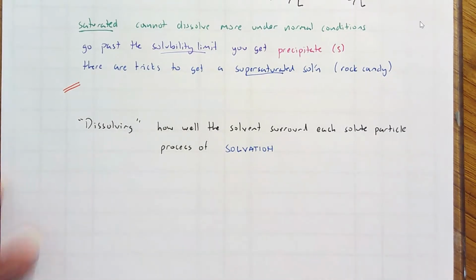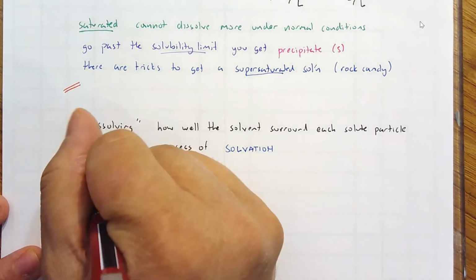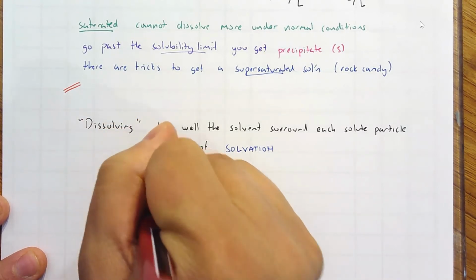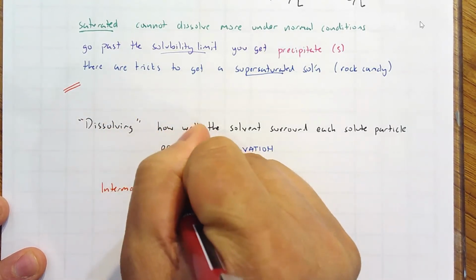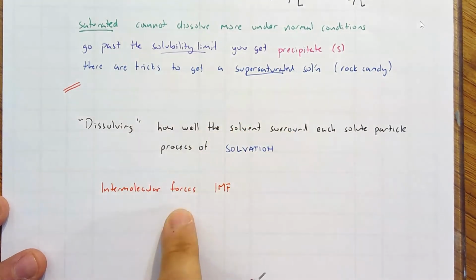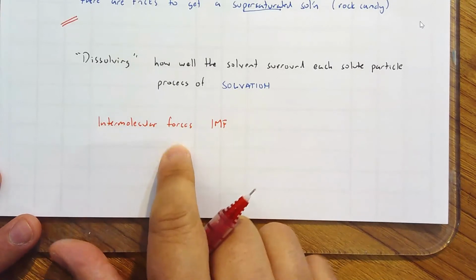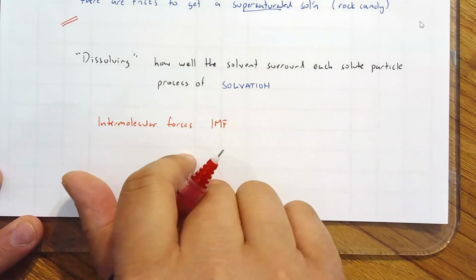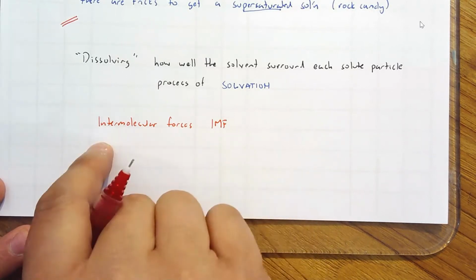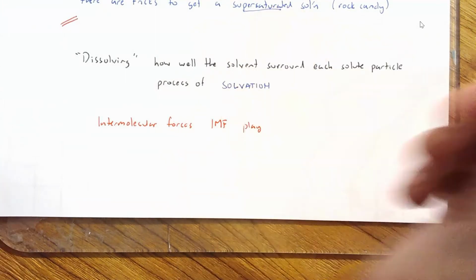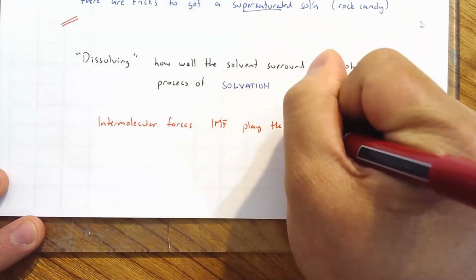How does this happen, or why does this happen? Well, IMF, intermolecular forces. Those are the attractive forces between different molecules, but in this case we'll call it solvent molecules attracted to solute. Those intermolecular forces play a role. They play the main role in solvation.